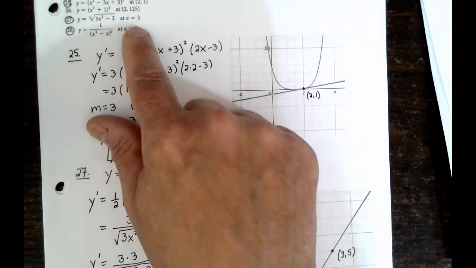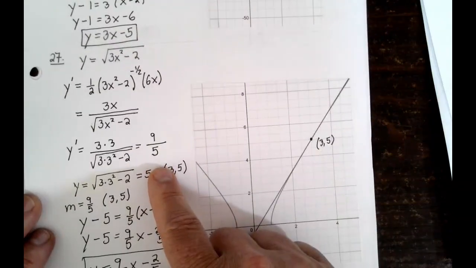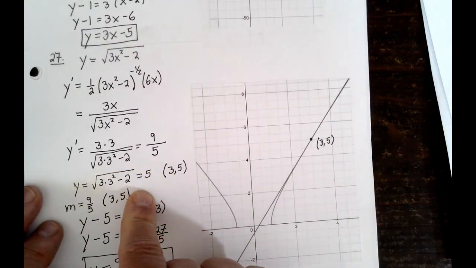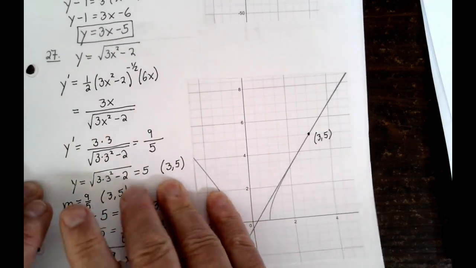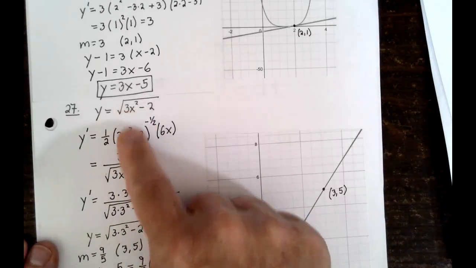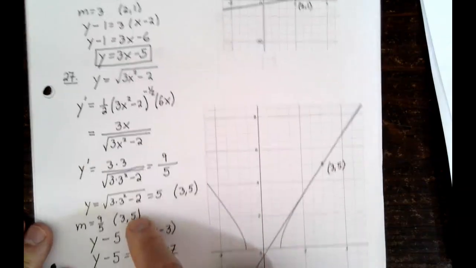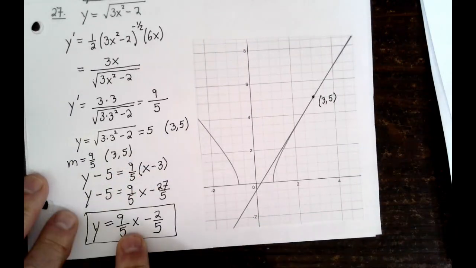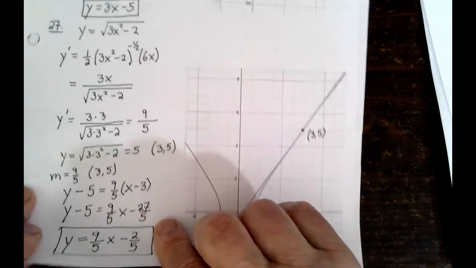And now for 27, they want you to use x equals 3, so you plug 3 in for x, and you get your slope is 9/5. So now we know our slope is 9/5. You want to find the y-coordinate of your point where x equals 3, so you plug that into the original function. So you got your point, and you got your slope, and now you can find your equation of the line. And here's the graph that justifies all that.